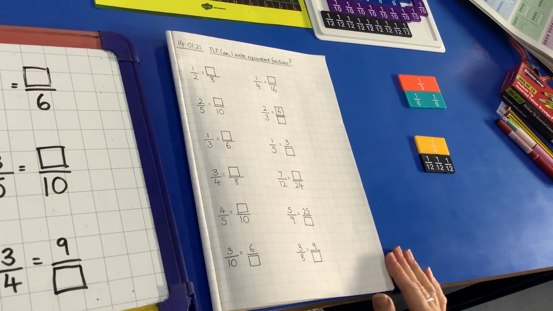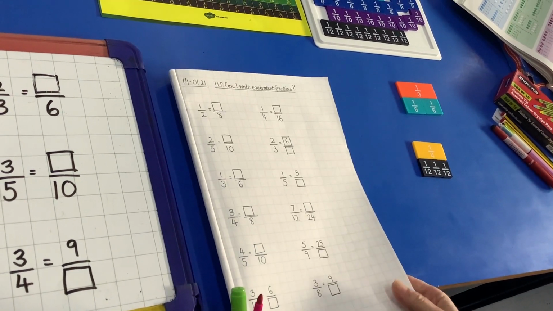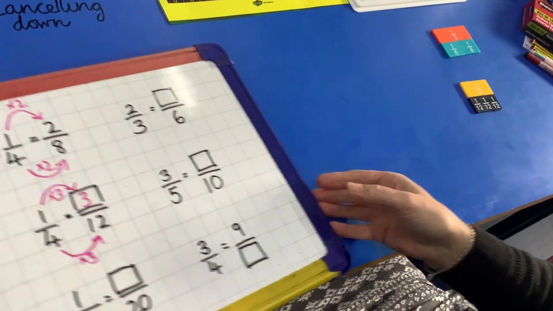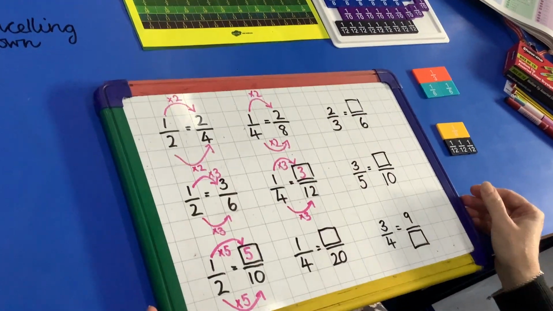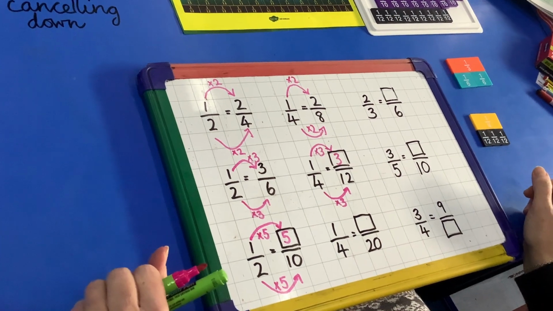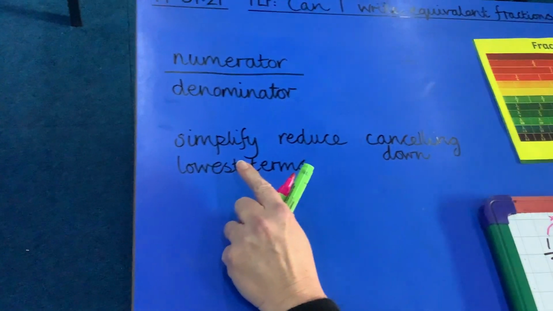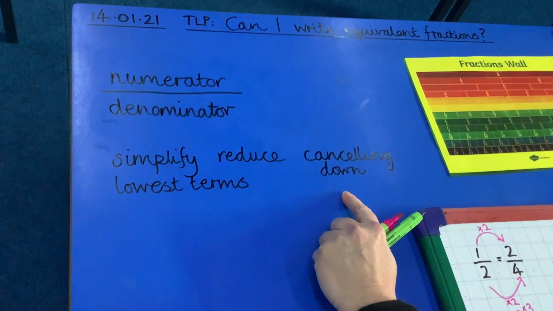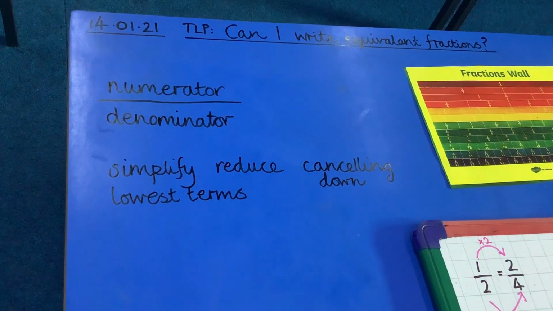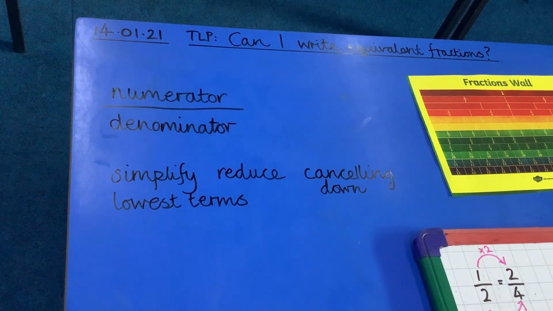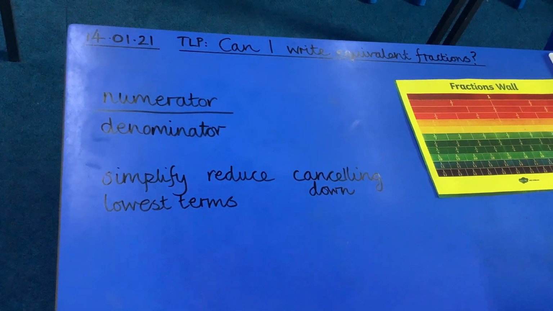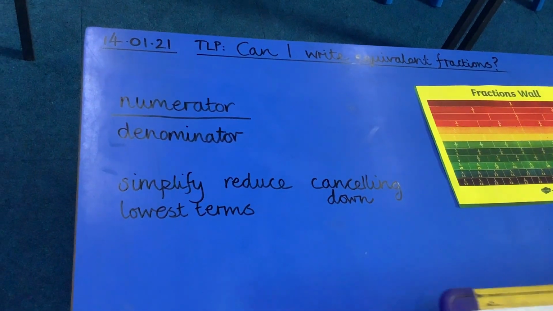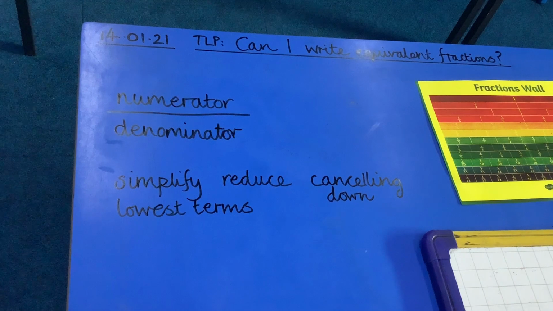Now I know some of you had a go at that yesterday, and that's fantastic if you did. We're going to just have another quick look at another way of writing an equivalent fraction, which involves you doing something called simplifying. You may hear it as reducing or cancelling down. I know when I was at school it was called cancelling down. Or maybe writing a fraction in its lowest terms or its simplest form. Okay, so if I have a little look here, just try and think of some examples. Let's have a little look.